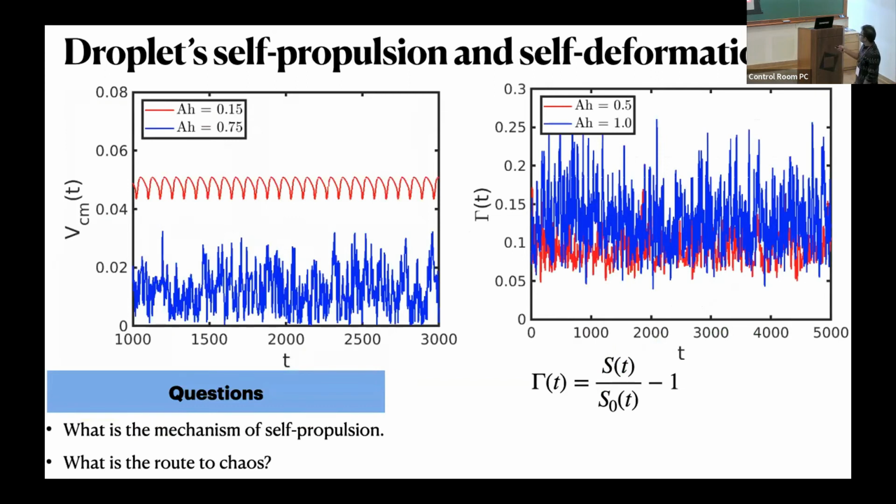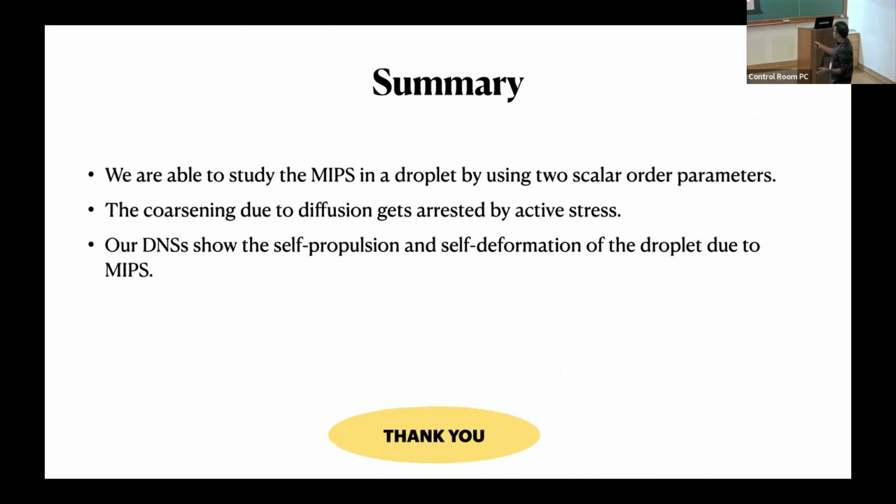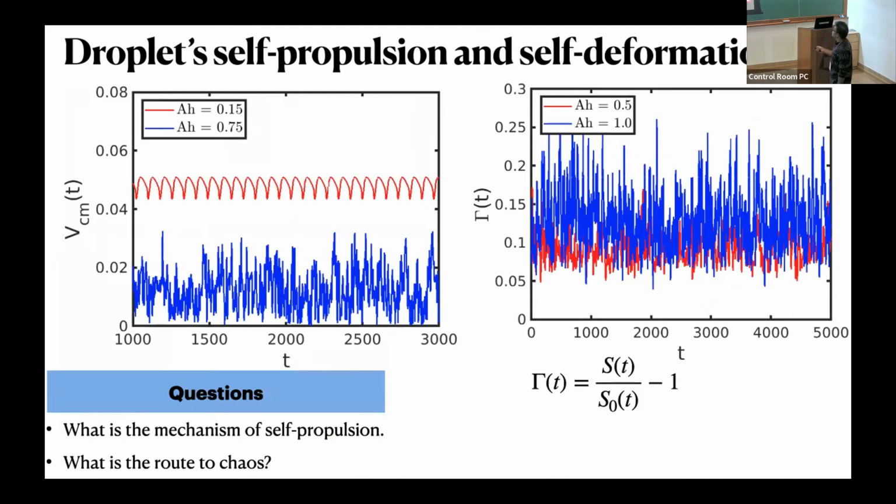If you see the plot for the center of mass velocity of the droplet, for the low activity case it's kind of periodic, and for high activity it looks random. And the deformation, which is a measure of the perimeter, is also random for very high activity.